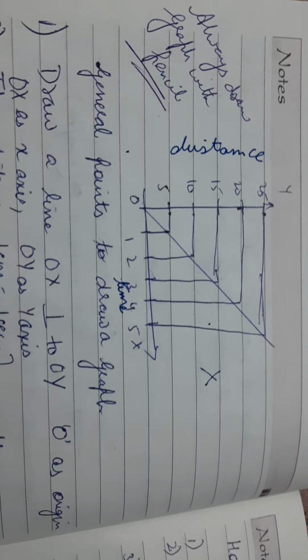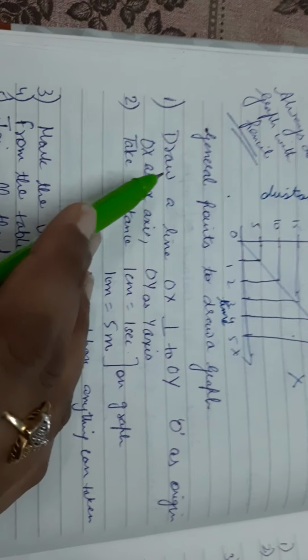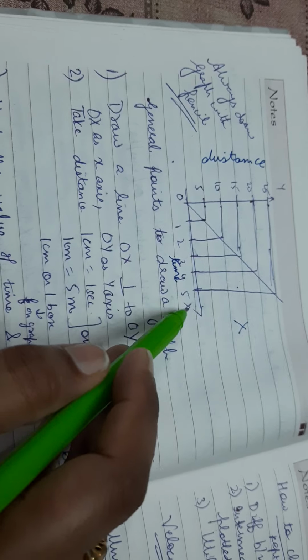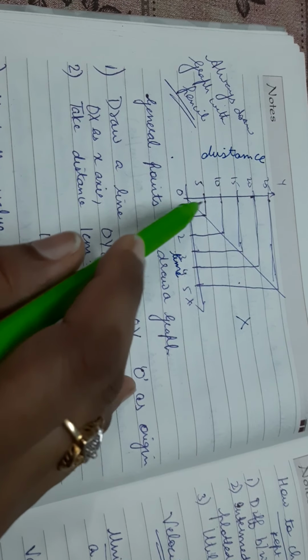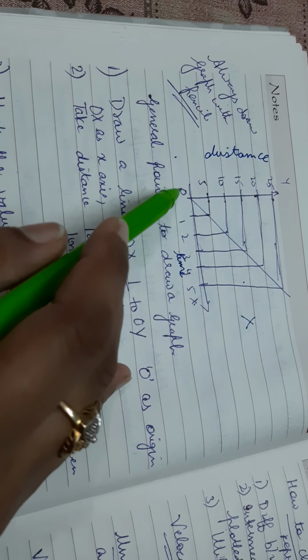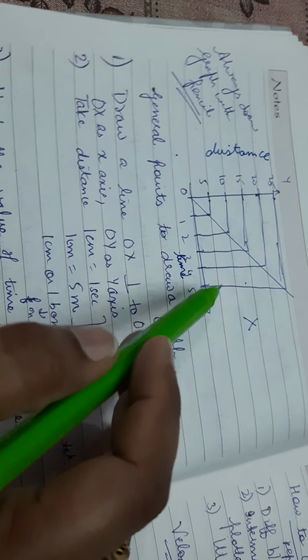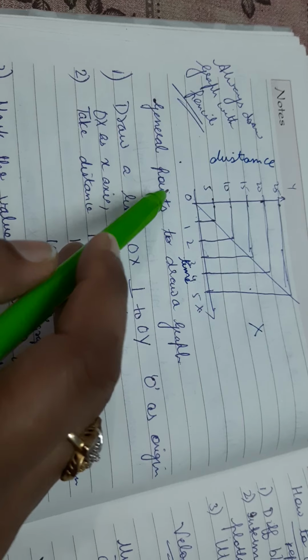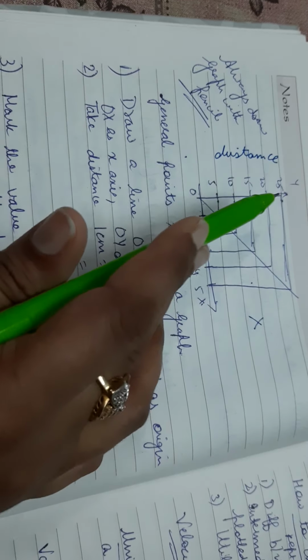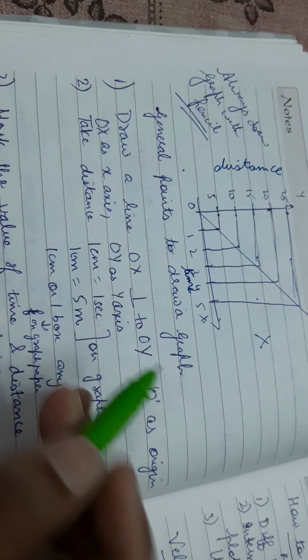So what are the general points that we have to take into consideration when we are drawing any graph? Draw a line OX. This line OX is perpendicular to OY, meaning it makes an angle of 90 degrees, and O will be the origin because over here the x-axis and y-axis meet. O is the origin, OX is the x-axis and OY is the y-axis.